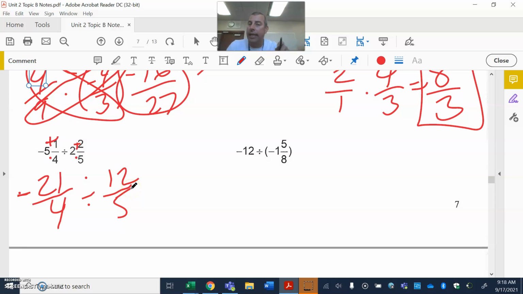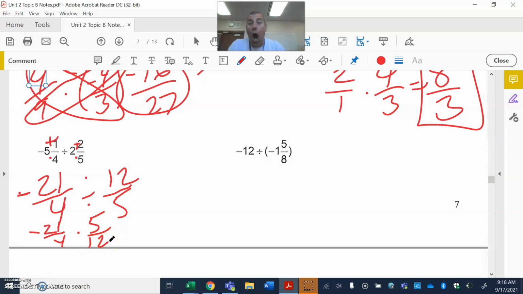Don't get overly excited here and be like, oh, cross division. No. Sorry, I know it's a little aggressive. No, we can't. We can only do cross division when it's a multiplication problem. So that's what we're after in this particular situation. So let's rewrite it. -21/4 times 5/12.